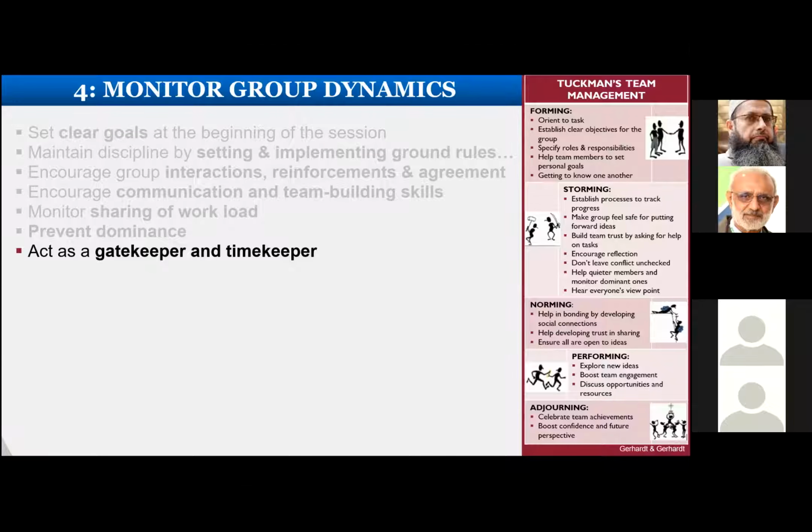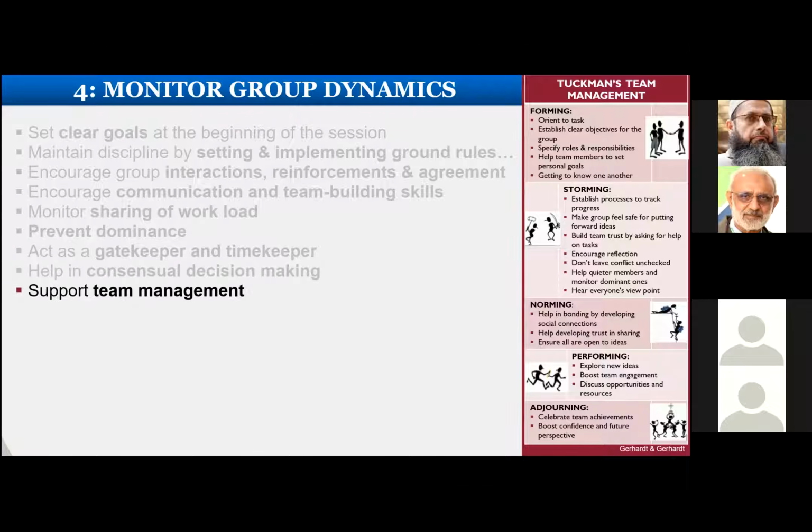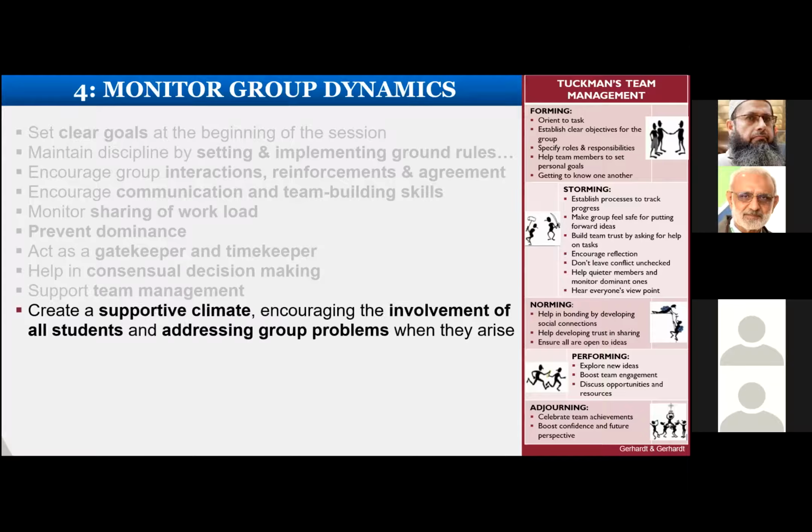And the timekeeper is not to let one student keep on talking while the other students are waiting for that student to stop. So you should make a rule that all the students need to participate and give their input. Help in consensual decision making. Support the team management. Create a supportive climate, encouraging the involvement of all students and addressing the group problems as and if they arise.